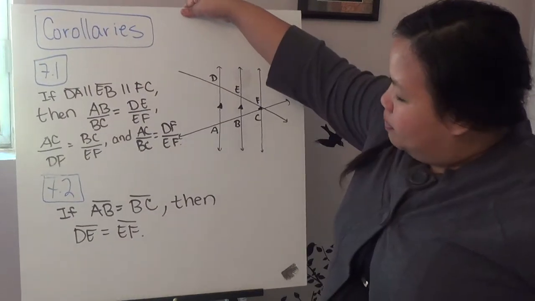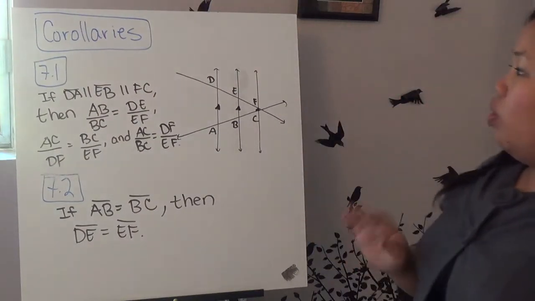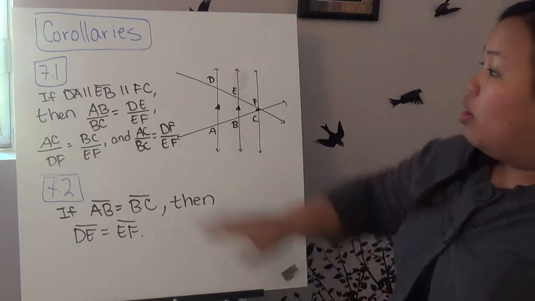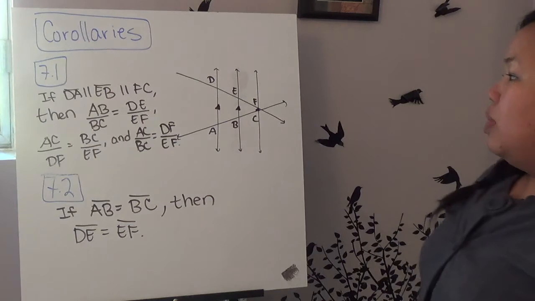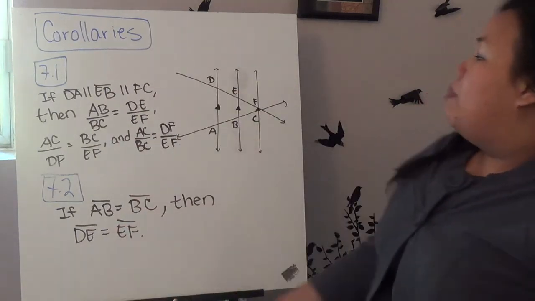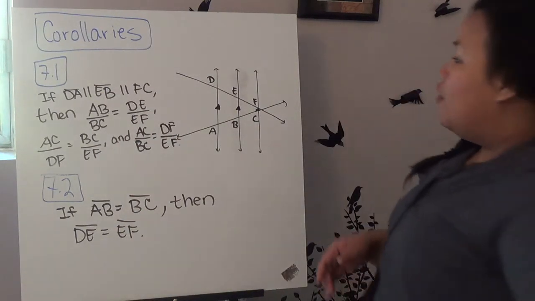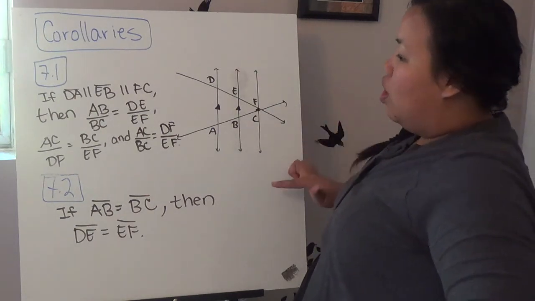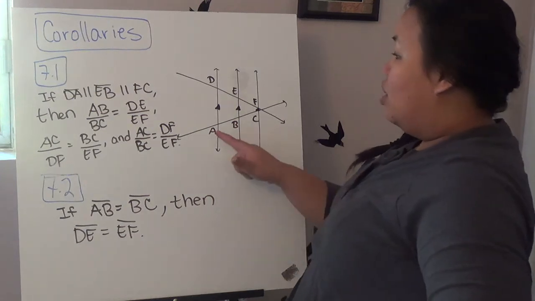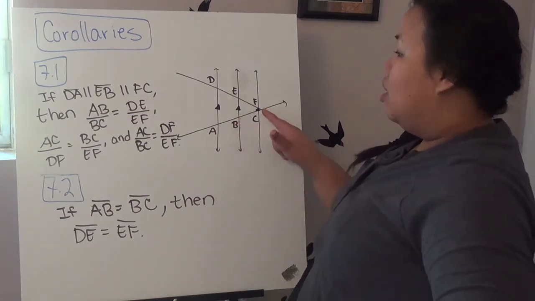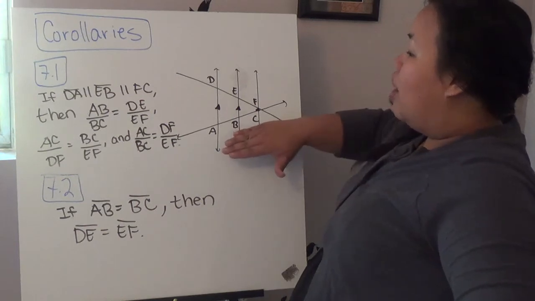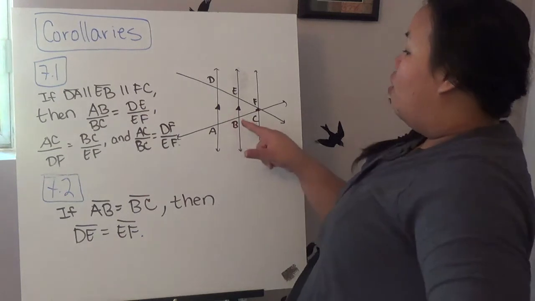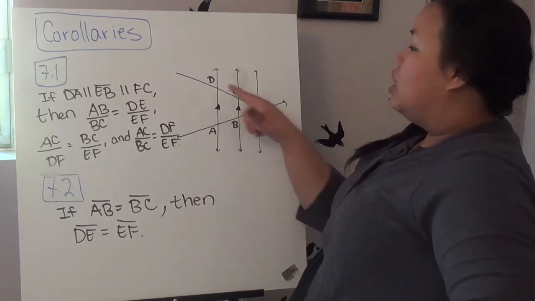The next ones are not theorems, they're corollaries that kind of play off of the two theorems that we went over. They're corollaries 7.1 and 7.2. And these are a lot of words, but basically I'm dealing with parallel lines. If these lines right here are all parallel to each other, then AB over BC is the same as whatever it is on the other side, their proportions are the same. So AB over BC is the same proportion as DE over EF.